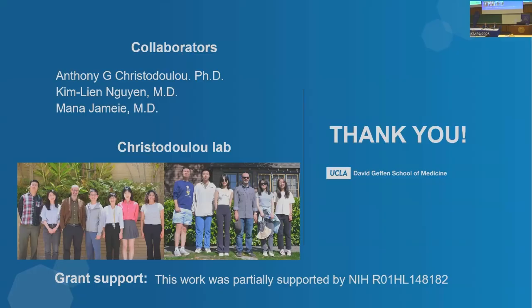Very, very nice talk. And I like to think of LGE as late gadolinium enhancement, but you were using ferumoxytol. So I was just wondering how that worked.